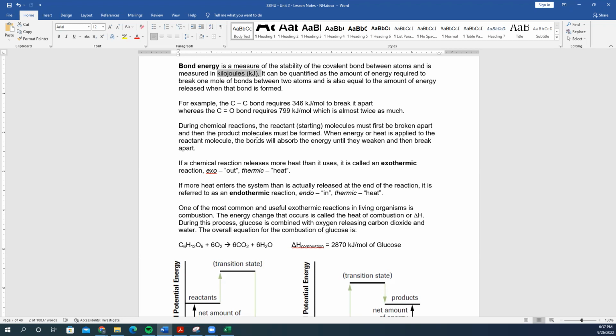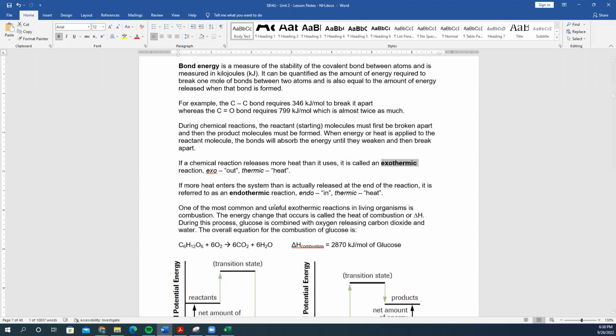If you have a chemical reaction that releases more energy than it uses up, that type of chemical reaction is an exothermic reaction. And the exo part means out, and thermic means heat. Exothermic, so putting heat out. It releases heat, it releases energy, so it's exothermic, it's putting it out.